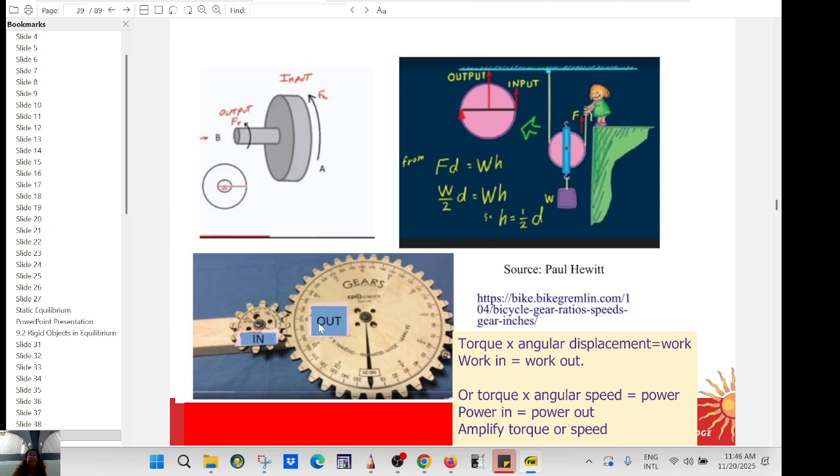Gears, same idea. Low gear, you amplify the torque: large angle, small angle, you amplify your force, which is what you need to go up a slope. If you do the opposite, then you amplify the speed. Gears, same idea. Pulleys, machine too.